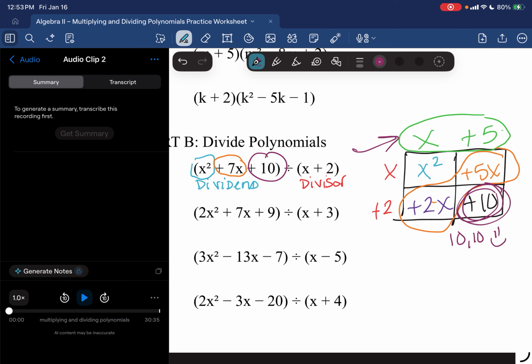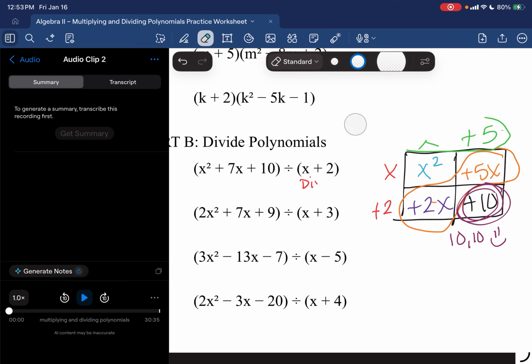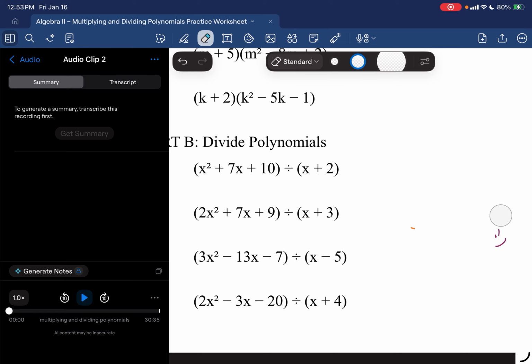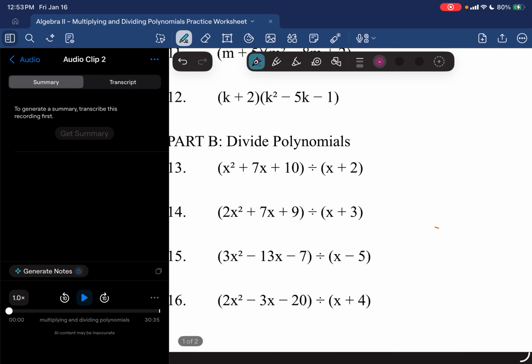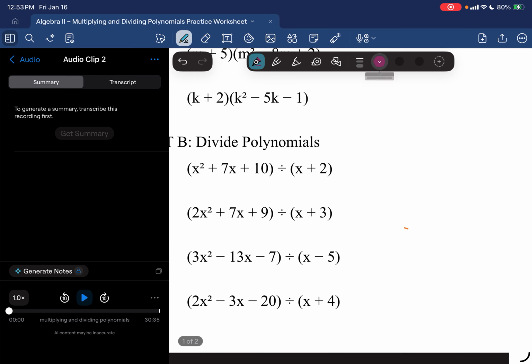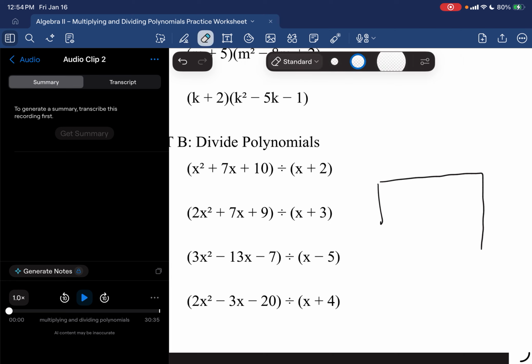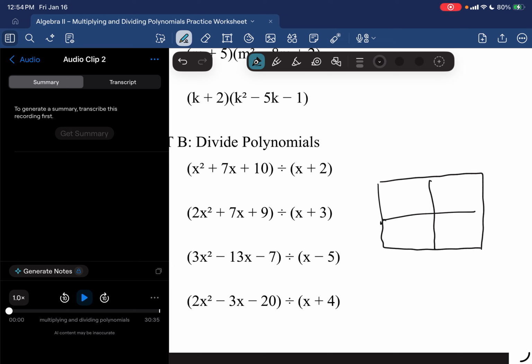Let's try a couple more. Get that in your notes. Number 14. It's a 2 by 2 because this is a 2-degree polynomial. Go ahead and construct your box without me. Pause your video and try to fill out as much as you can in 1 minute. Okay, you should have drawn a 2 by 2.